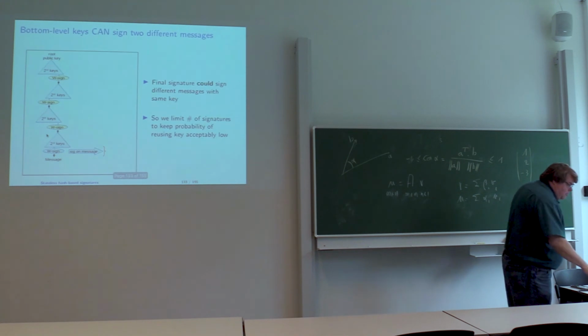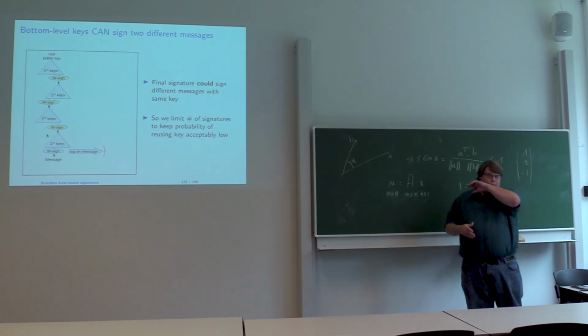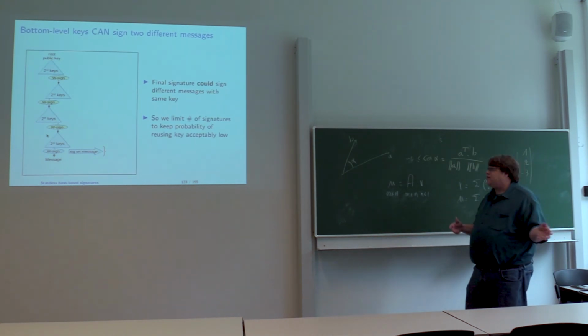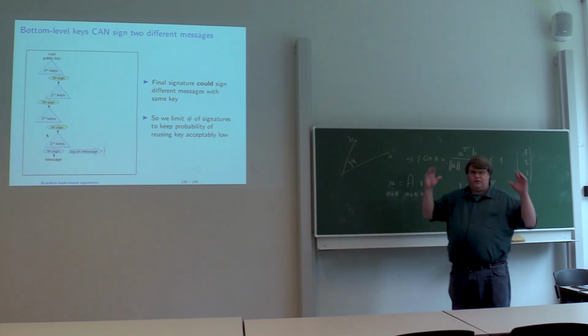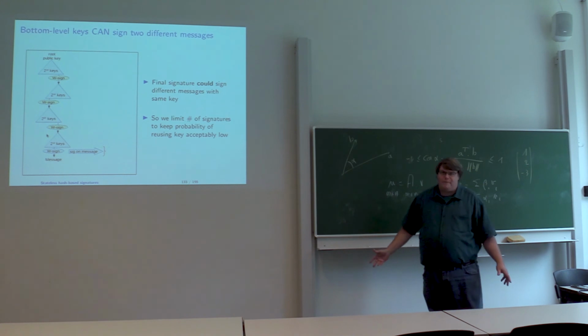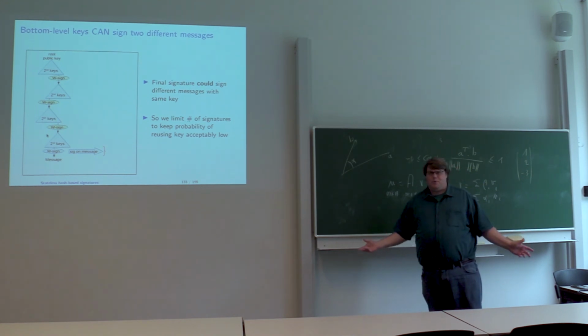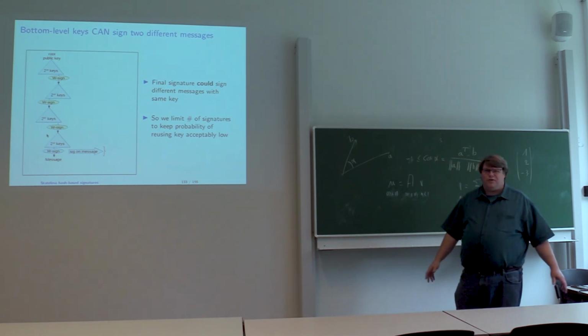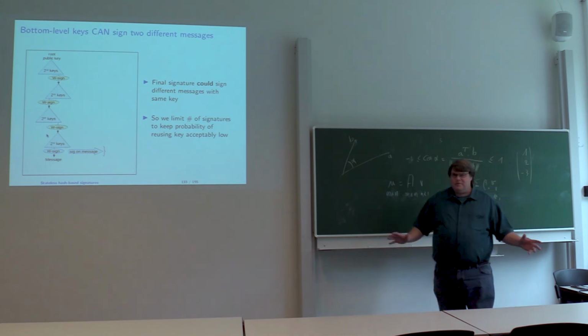And so then the bottom layer we could screw up. We could sign 2 messages with the same key. And so we just have to limit the number of signatures relative to the total number of keys to keep that acceptably low. So in my toy example, it's 2 to the minus 33. For a real world system, you'd want that to be a little lower, but it gives you the idea.